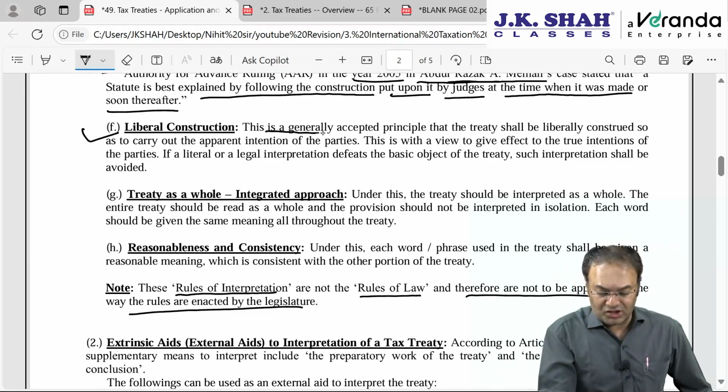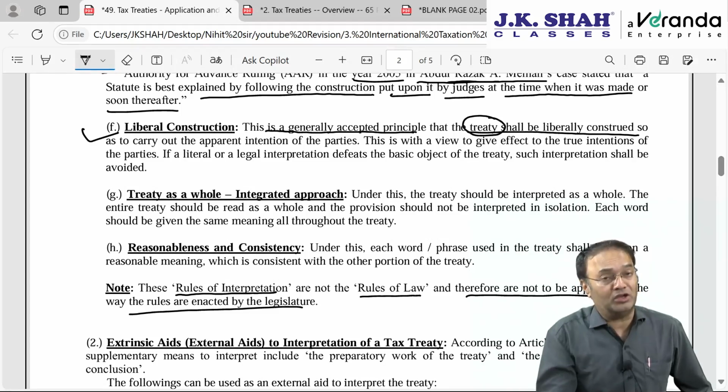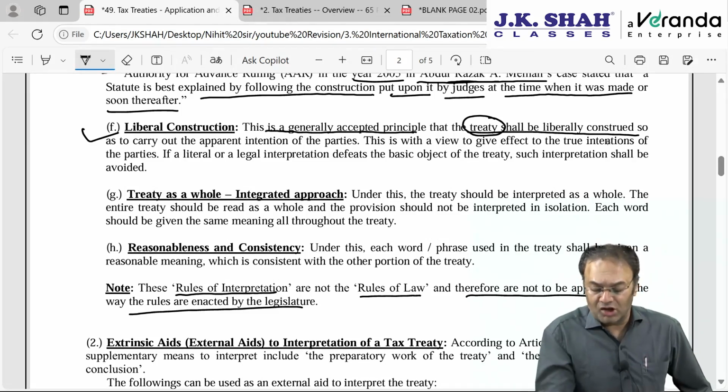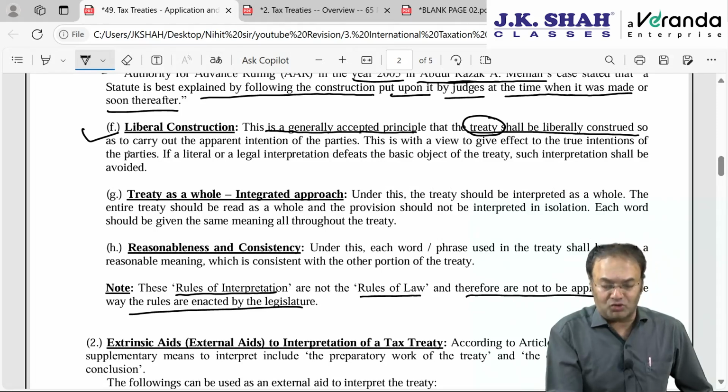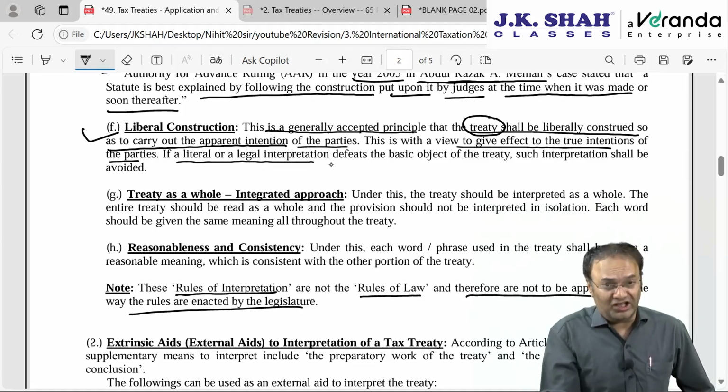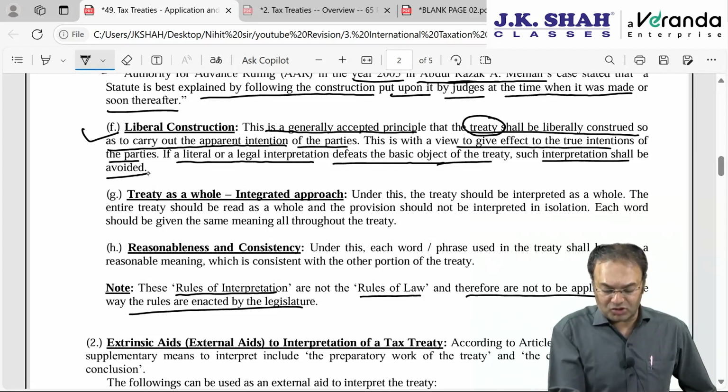This is a generally accepted principle: the treaty shall be liberally construed. Now we are talking about interpretation of a treaty and not the word. The treaty should be liberally construed, liberally understood, liberally interpreted, so as to carry out the apparent intention of the parties. With a view to give effect to the true intentions of the parties, if a literal or legal interpretation defeats the basic object of the treaty, such interpretation should be avoided.